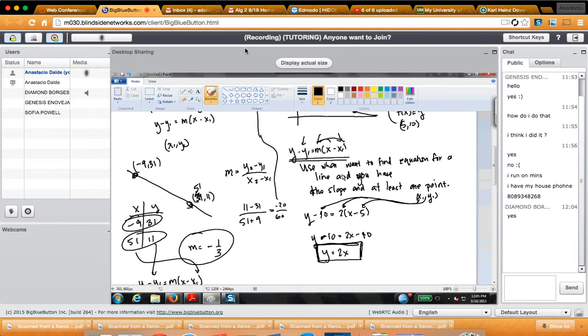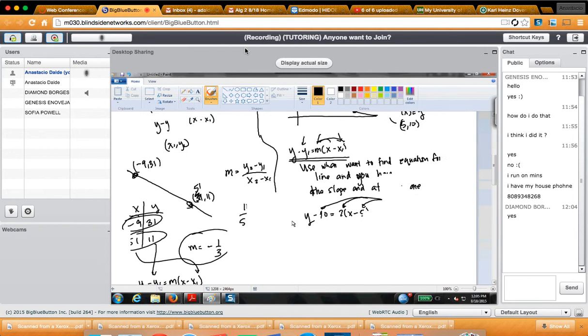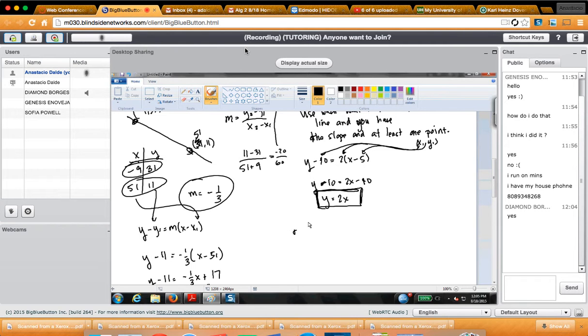Cool? Now the third equation is y equals mx plus b. And this is pretty much the standard form across the board. The m is your slope, and your b is your intercept.